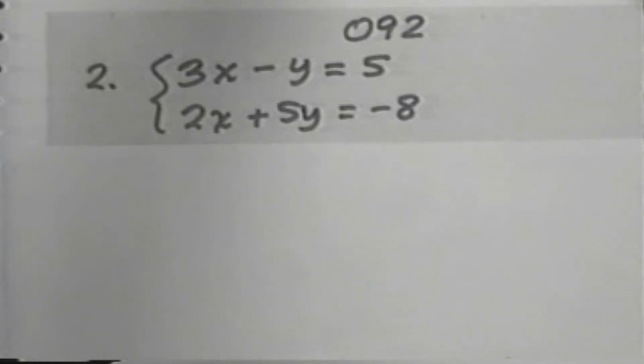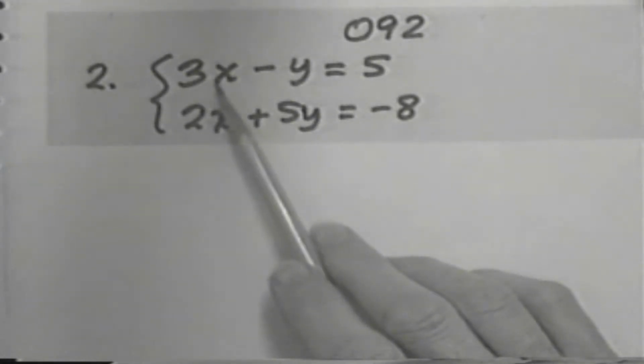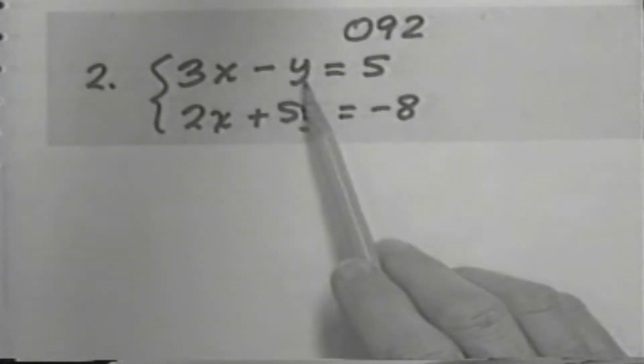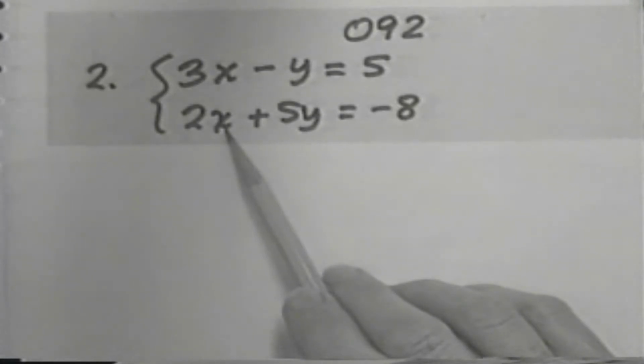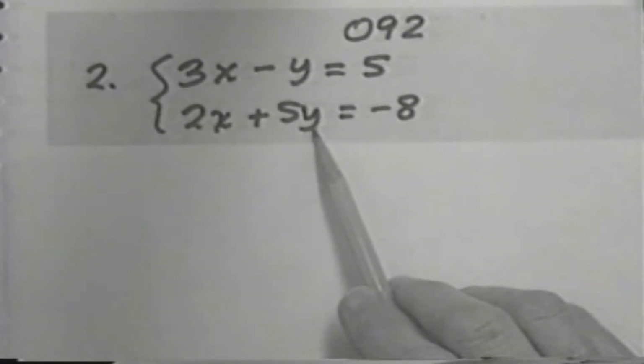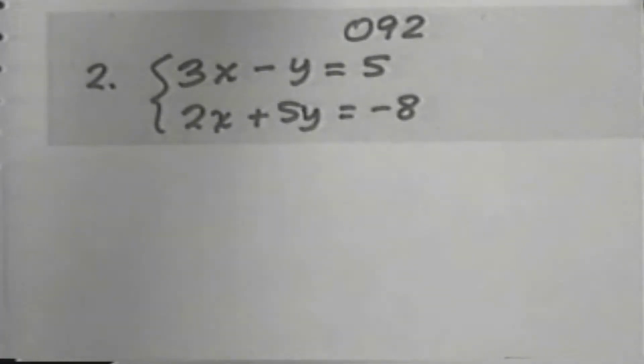Notice that we do not already have a letter by itself. We could solve for x in the first one. We could solve for y in the first one. We could solve for x in the second one. We could solve for y in the second one. We'd like to choose whatever would make the job easiest.